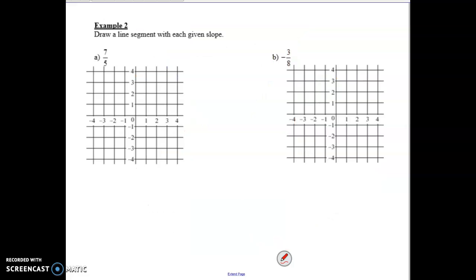Okay, so our next example, it wants us to draw a line segment with each given slope. So our slope is 7 over 5. So let's first remember that our slope equals rise over run. So that is the same as saying 7 over 5. So our rise is 7 up and our run is 5 over.